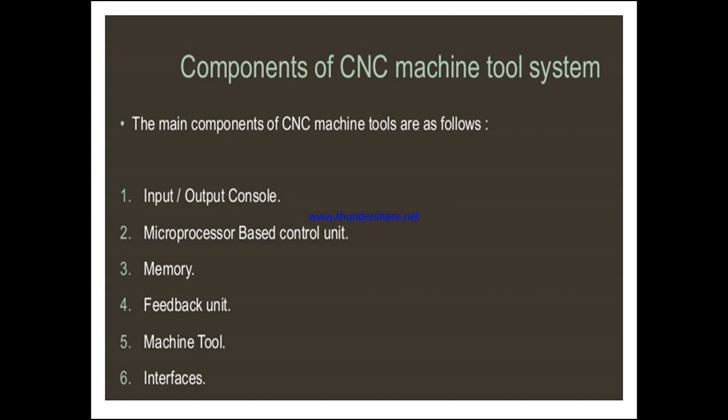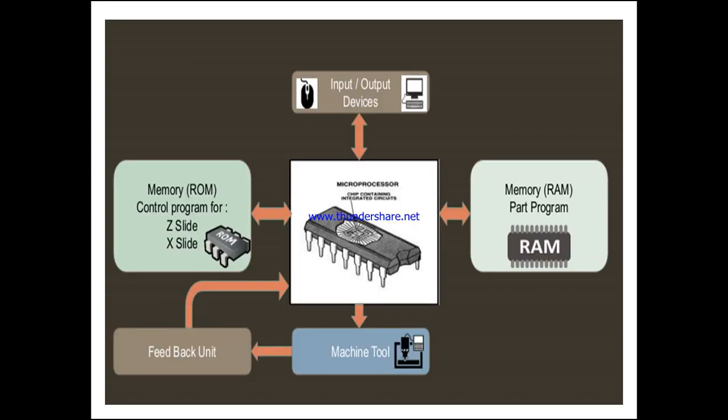Everything is done by the machine tools. And interfaces is nothing but the interface between the computer and the control unit, or the control unit and the machine unit. You can see here the block diagram, which indicates the input and output device. The input is nothing but the computer, and the output is the data signals we get from the computer.